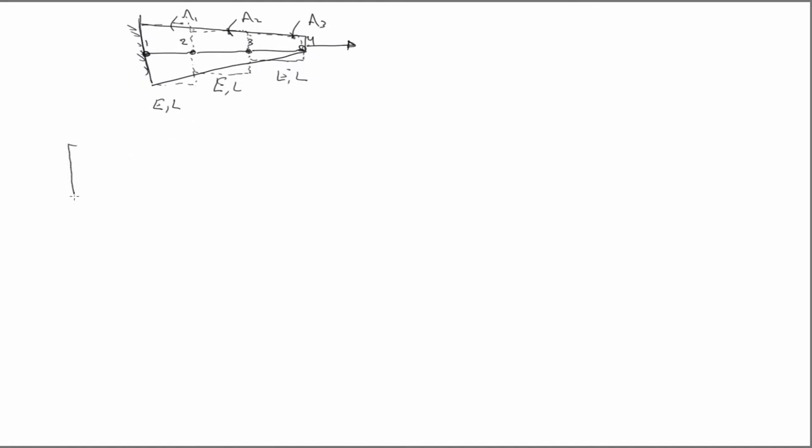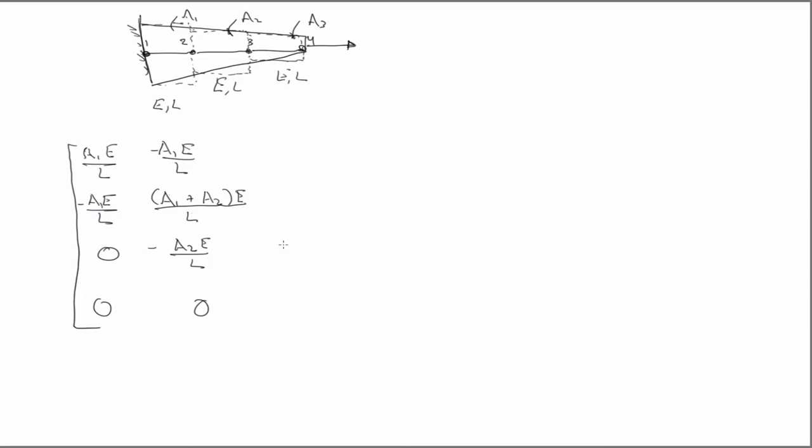So anyway, I just wanted to do it this way because it results in a nice stiffness matrix. So we have A1E over L, minus A1E over L, minus A1E over L. And here you have A1 plus A2E over L, minus A2E over L. Here you have A2 plus A3E over L, minus A2E over L.